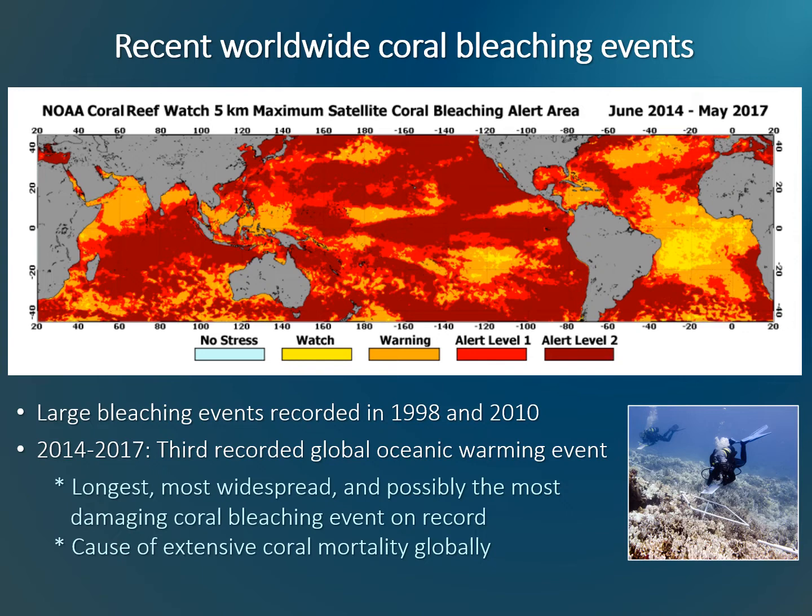Many of you may have witnessed coral bleaching in your area of Hawaii sometime between 2014 and 2017. During this time, Hawaii experienced severe coral bleaching in some areas, along with many other reefs around the world, including the Great Barrier Reef in Australia. This almost 4-year event was described by NOAA as the third recorded global oceanic warming event, and it was the most widespread, longest, and possibly the most damaging coral bleaching event on record. It was also the cause of extensive coral mortality globally.